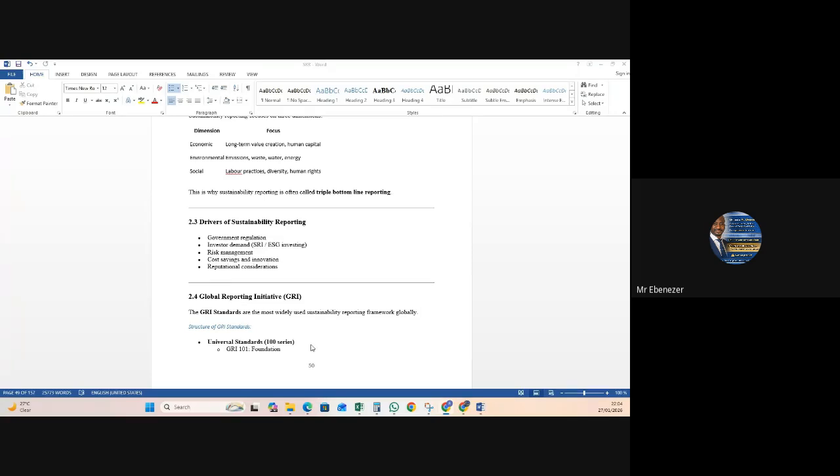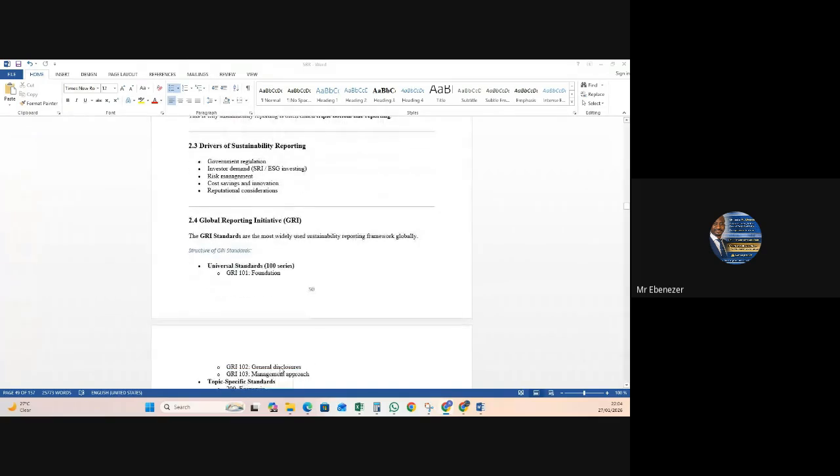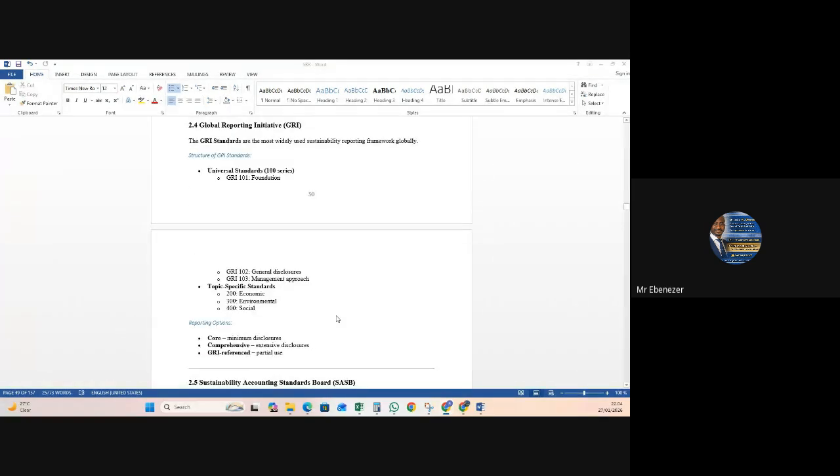Now, the GRI, Global Reporting Initiative, and Global Reporting Initiative standards are used for sustainability. And that's where we have our Universal Standard of 100 series, and we have the GRI 101, which is the foundation, GRI 102, GRI 103. Organizations are preparing this in case you don't know. Organizations are getting certificates for these things. Do you understand?